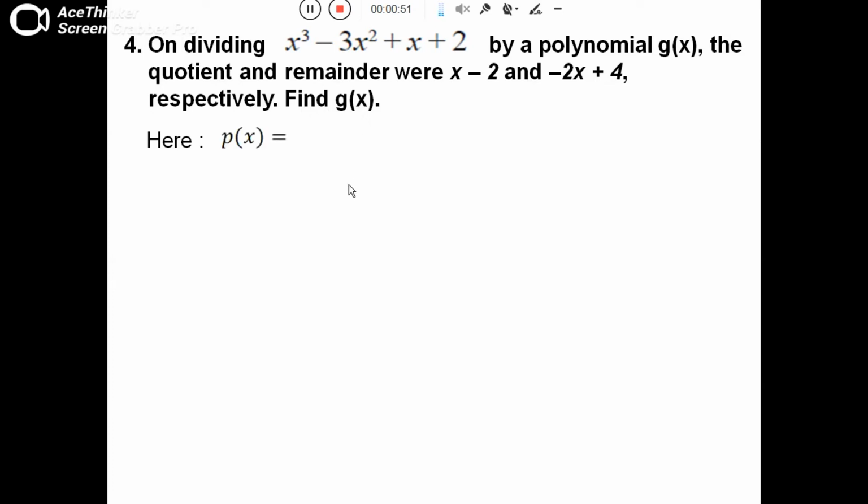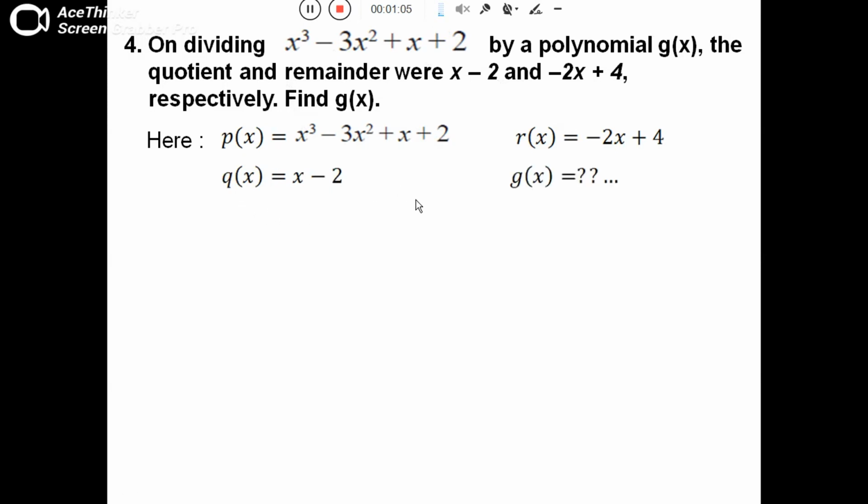So let us see, from the division algorithm, we have the formula. p(x) is given, r(x) is the given remainder, q(x) is the given quotient, g(x) we have to find out, which is the divisor. From the division algorithm, we have dividend is equal to divisor into quotient plus remainder. This is the formula as we have proved it. So find out the value of the divisor from this.